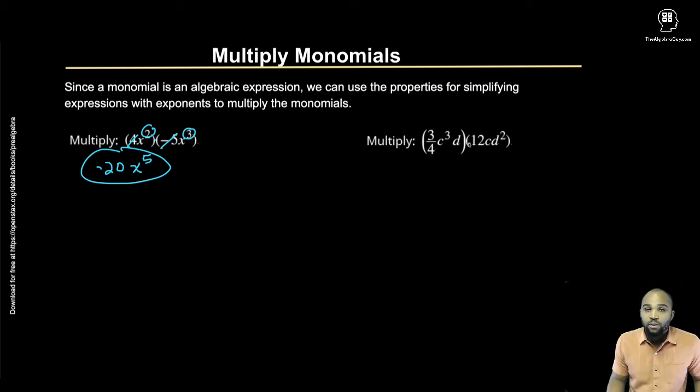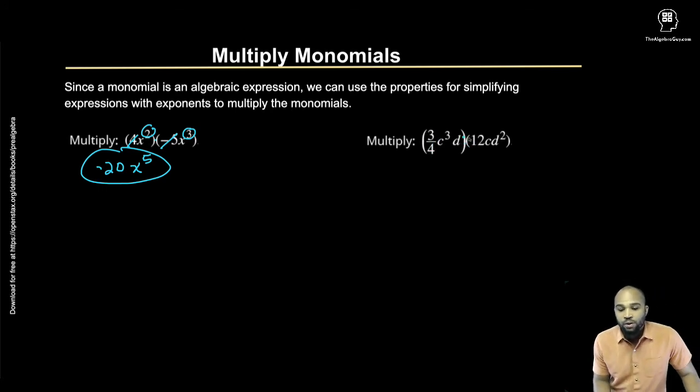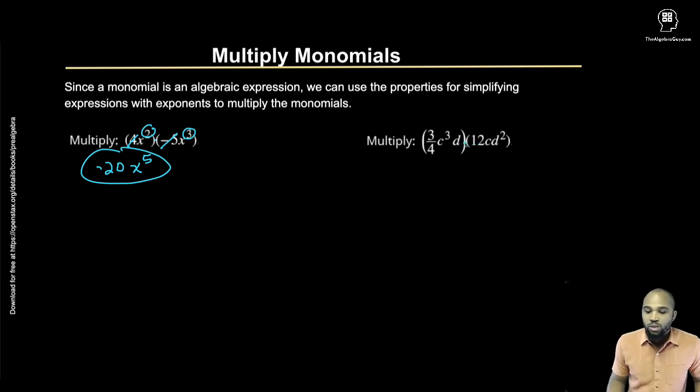3/4 times 12. I'm going to multiply all my numbers first. What is 3/4 times 12? Well, 12 divided by 4 is 3, and 3 times 3 is 9. So this is going to give me 9 there. So I did that part.